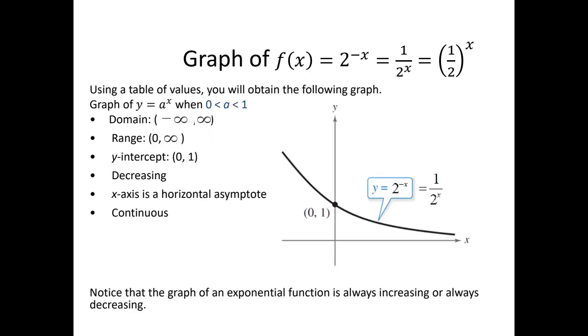But we could also have a function that is decreasing, and that's going to occur whenever a is between 0 and 1. So basically, if a is a fraction, or if a is greater than 1, your exponent would be negative. Okay, so here our domain is negative infinity to positive infinity. The range and the y-intercept all stay the same, except the function is now decreasing. Okay.